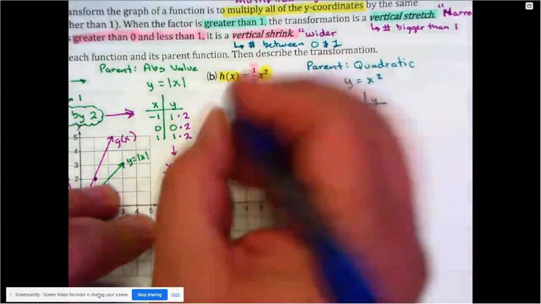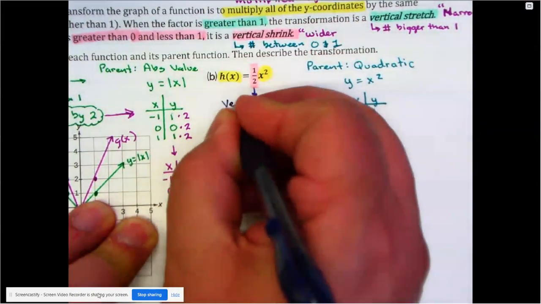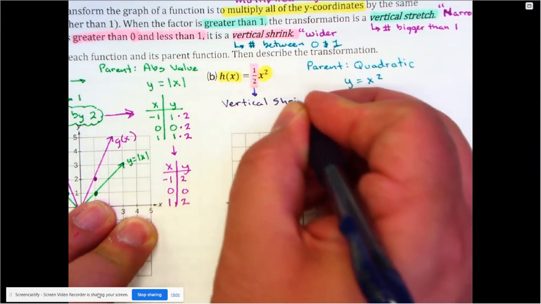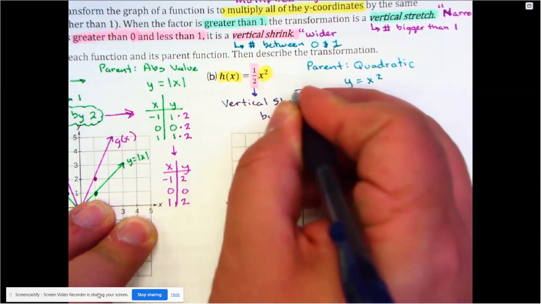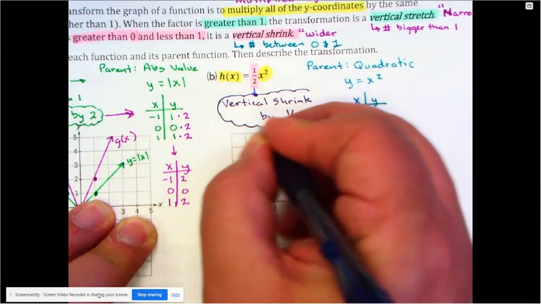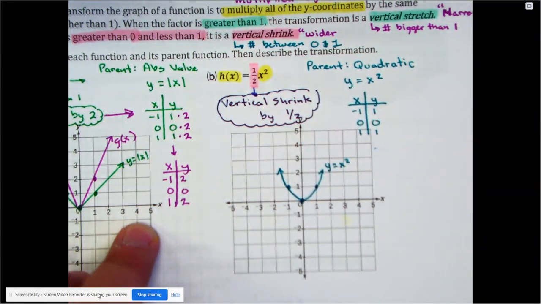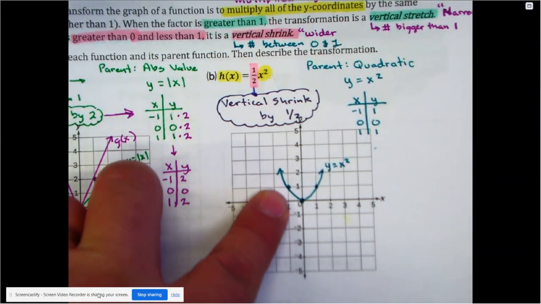So all I have to do is write down that this is a vertical shrink. And we always have to say by how much. So we're going to say by 1/2. Now, that's great and all. That's a great description. We have it written down. But now we actually have to do the work to create the shrink for this parent function.